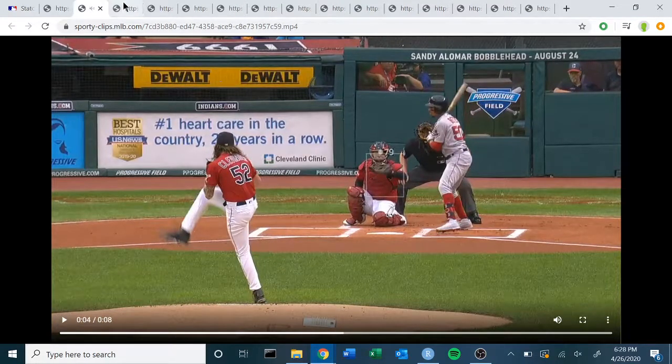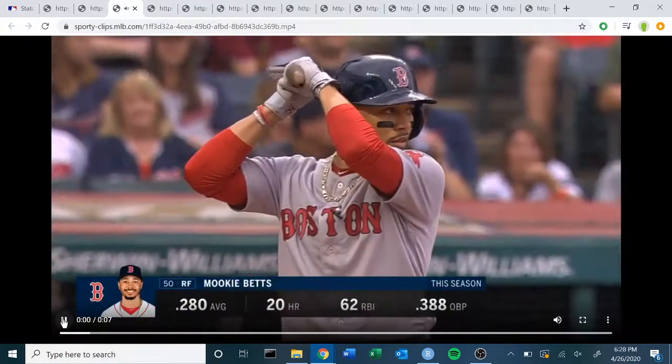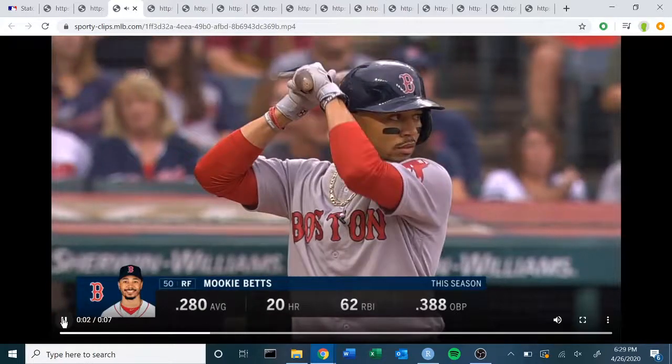This pitch is not very confusing. It's not what I was expecting, but it makes sense. So here we see Betts is a good hitter and was a good hitter at the time of this at bat.